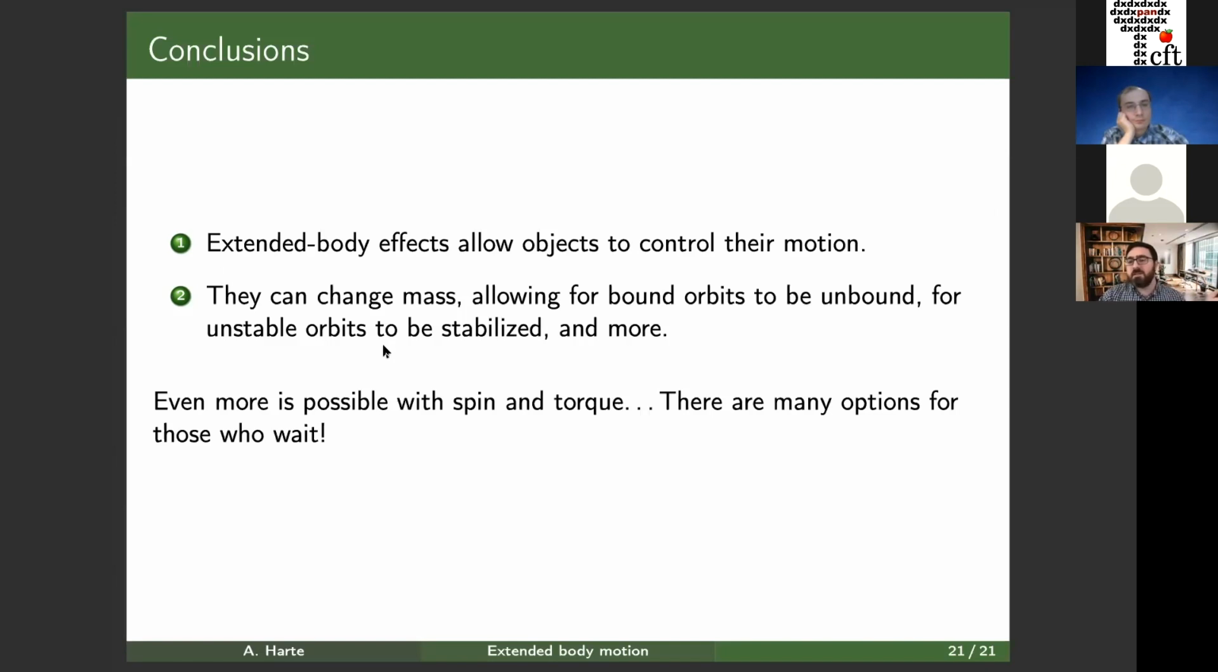And all of the things that I discussed are just in the context of spin-free, torque-free bodies, or at least the last part of the talk was spin-free, torque-free. Once you lift those restrictions, you can do even more. So I think there's a lot of detail and interesting questions you can ask about what can happen for extended body effects in GR.